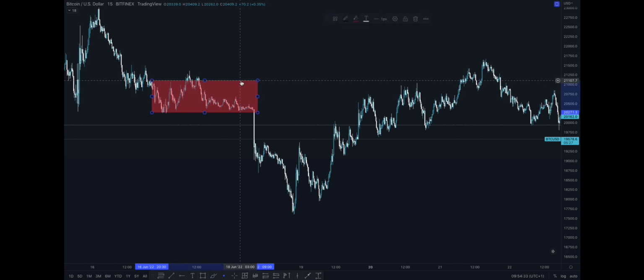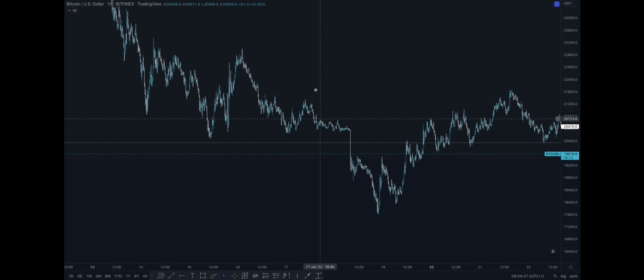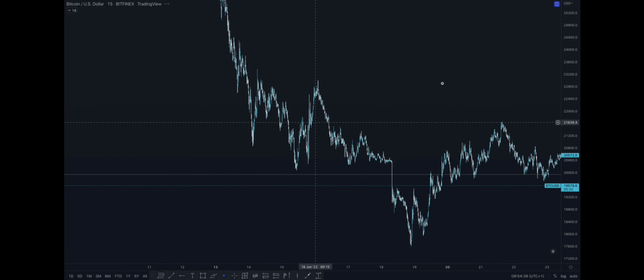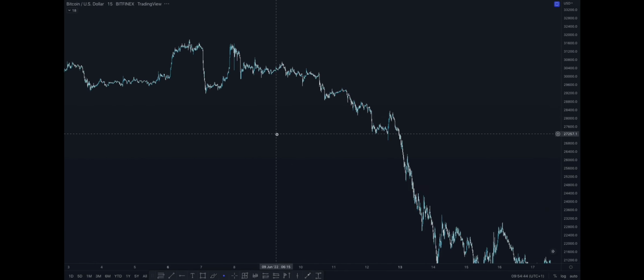Scalp, day trade, whatever. Swing trade, sometimes these trades take 2 days. Don't obsess over that. Don't obsess over the word scalping. That's not super important. These concepts apply on all time frames.